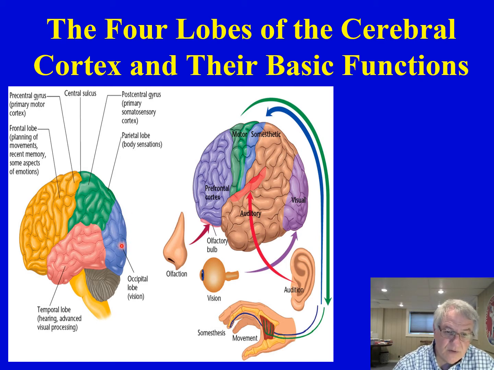The occipital lobe that we see here, also called the striate cortex, is involved in visual processing. And then the temporal lobe that we see here, which is involved principally with hearing, but also certain types of visual processing, namely things like face recognition.